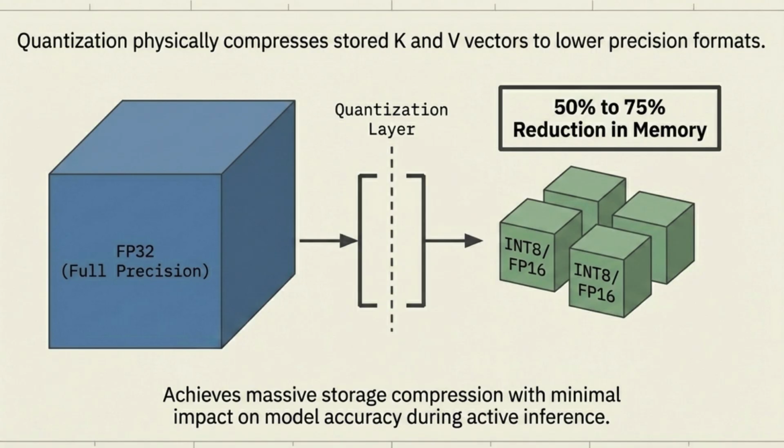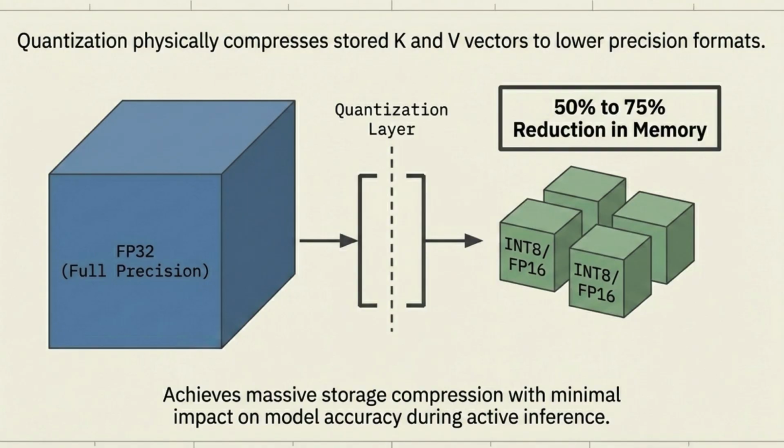Same tokens cached, fraction of the VRAM. And here's what's important to understand. This targets the stored K and V vectors, not the model weights. You're not hurting output quality. You're compressing the cache that sits alongside inference. The accuracy impact during active inference is minimal. Massive storage compression, minimal quality cost. That's the trade-off, and it's a good one.